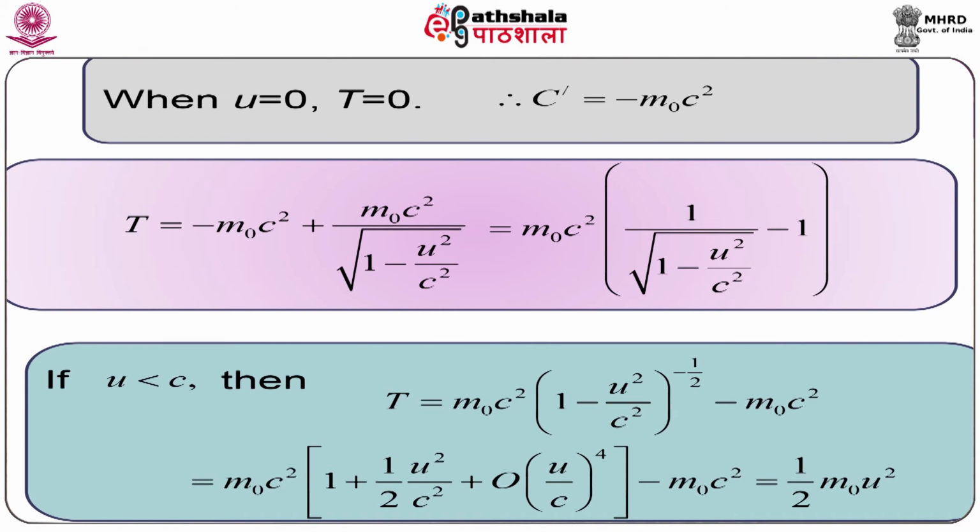Here m0, with 0 in the suffix, denotes the mass of the particle. This gives the result for non-relativistic mechanics. This is the expression for kinetic energy in the non-relativistic case, whereas this is the expression for kinetic energy in relativistic mechanics.